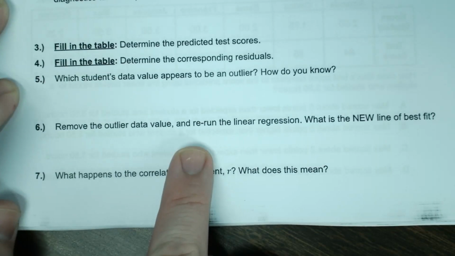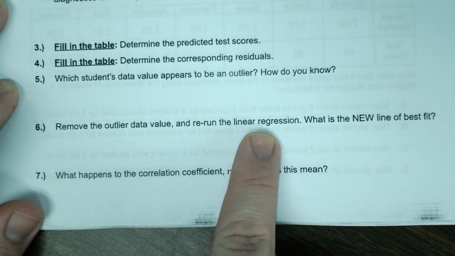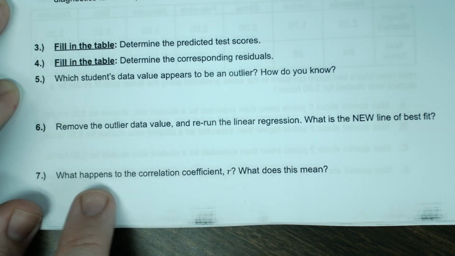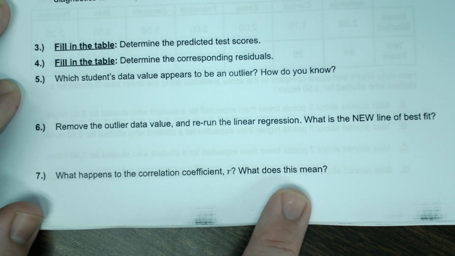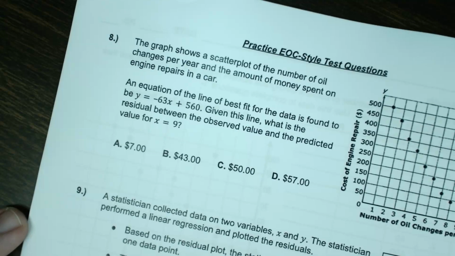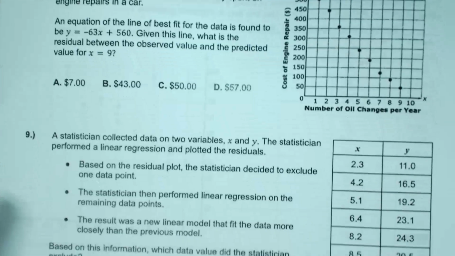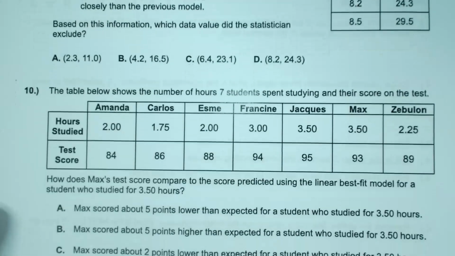Remove the outlier value and rerun the linear regression. You're going to get a new y equals mx plus b. You're also going to get a new r. The r is going to change somehow, and I want you to tell me what that change means. On the back are 3 EOC style questions. Just answer them as best as you can. Let me know if you have any questions.